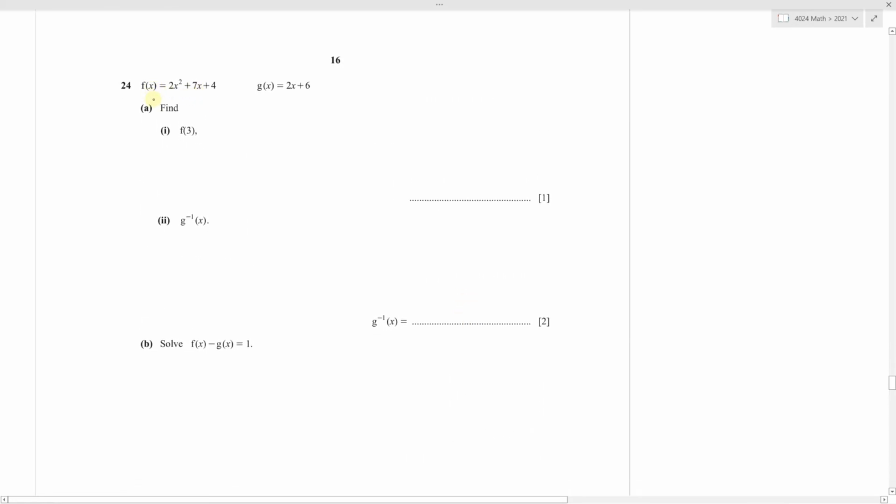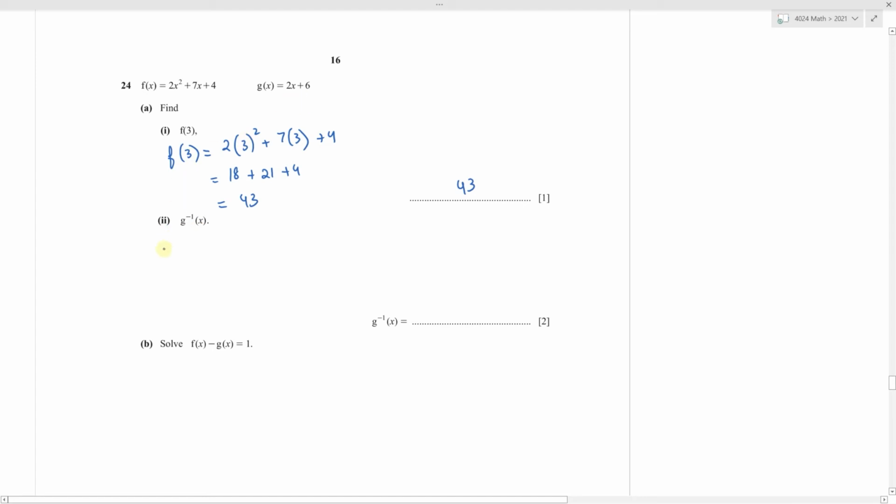Question number 24. You're given f of x and g of x. Find f of 3. So f of 3 will be, I'll substitute x with 3. So 2 into 3 square plus 7 into 3 plus 4. 3 square is 9. 9 twos are 18 plus 21 plus 4. 18 plus 21 is 39. 39 plus 4 is 43. So this is 43.